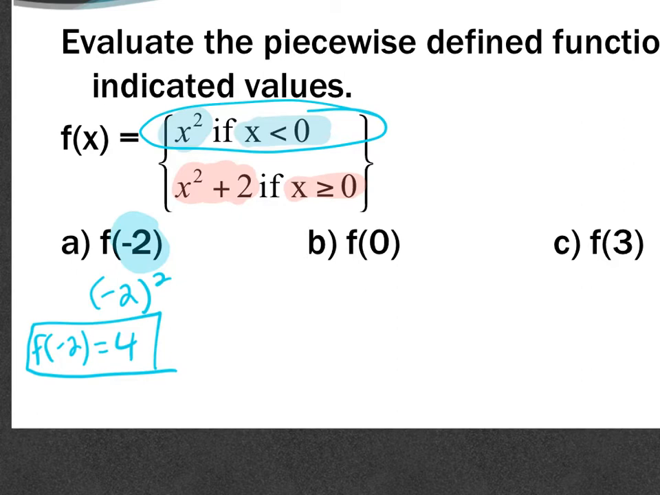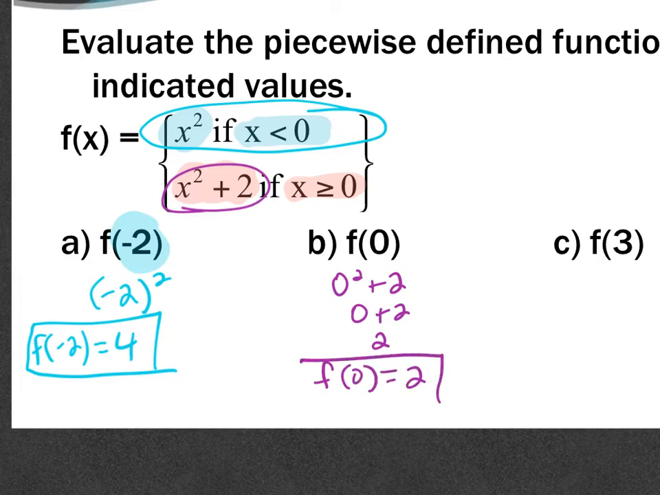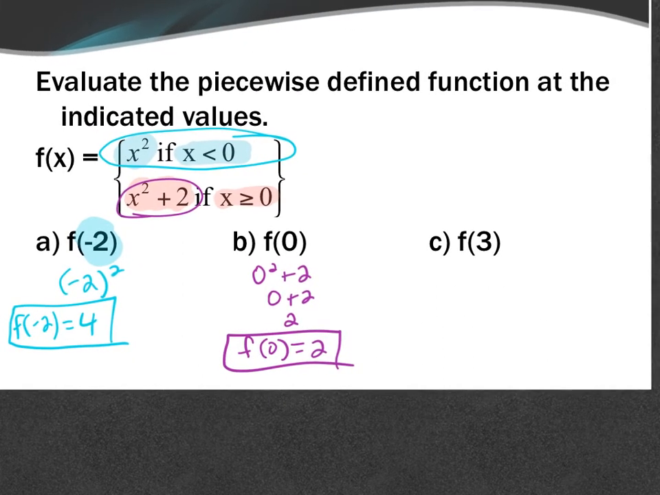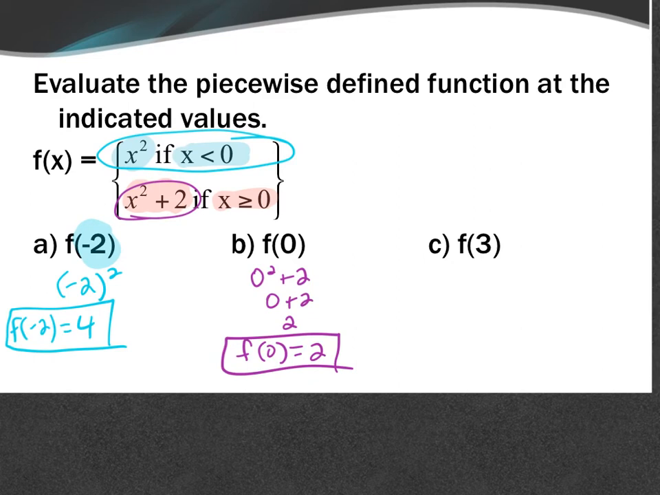Is 0 less than 0 or greater than or equal to 0? Equal, which means I'm going to take this one. 0 squared plus 2, 0 plus 2, which is 2. So f of 0 equals 2. And the last one, f of 3. Is 3 less than 0 or greater than or equal to 0? Greater. Good. So I grab the second one. 3 squared plus 2, 9 plus 2, which is 11.